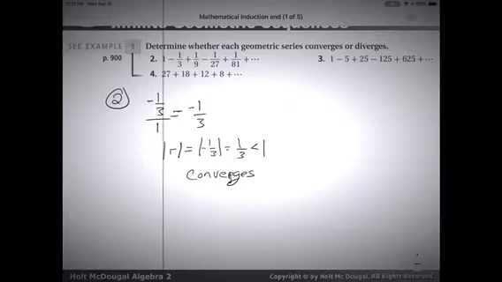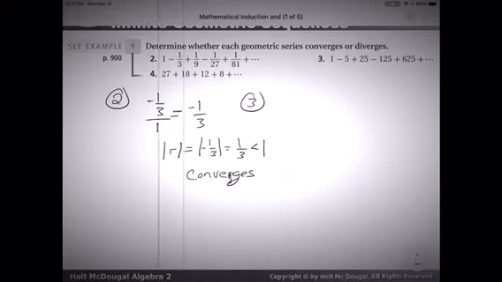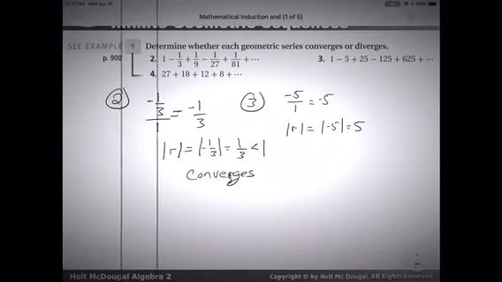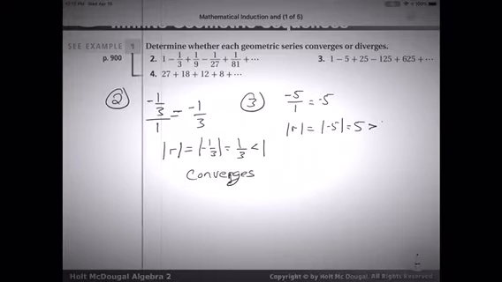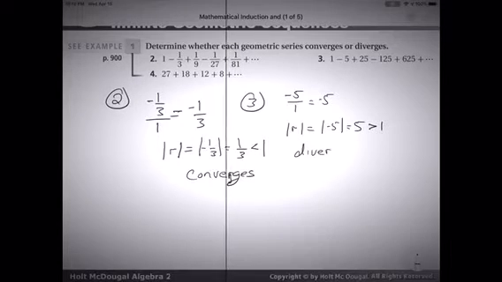We'll go ahead and do number 3 and 4 as well. So number 3, second term is negative 5, dividing it by 1, so we get negative 5. So the absolute value of r is the absolute value of negative 5, which is just 5, but 5 is greater than 1, so this one diverges. It will not have a sum.